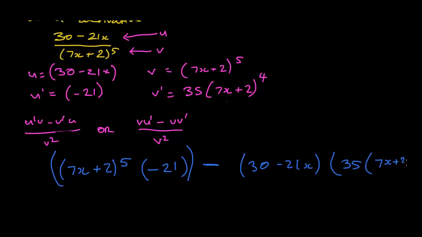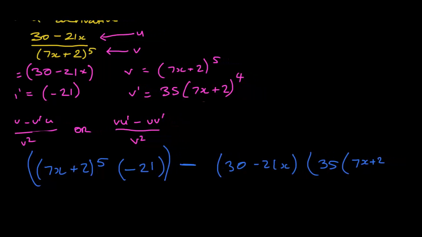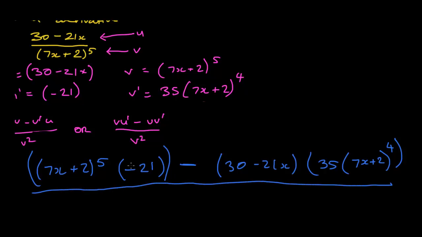(7x + 2), and I'm just going to move a bit to the side here, (7x + 2) to the power of 4, close brackets, over, now this entire function is over v squared. So here we go, v squared is (7x + 2) to the power of 10, because of the indice rules, 5 times 2, 10. No worries. Now, what's one thing that you can see in here that you can easily factorize?